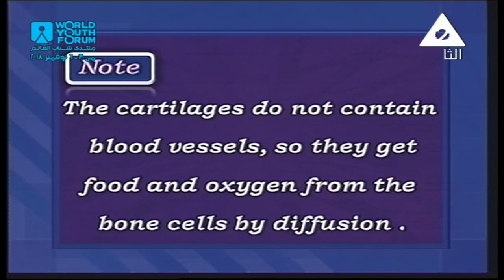Again, let me summarize the cartilage. It is a type of connective tissue, as we said, consisting of cartilaginous cells. Its function is to protect the bone from friction during movement, and it also forms some body parts. What about the next one, which is joints?